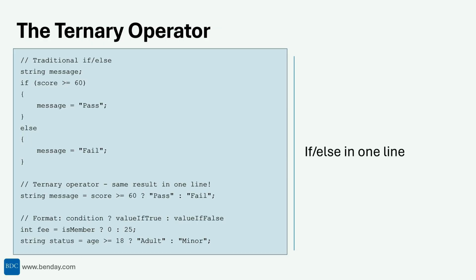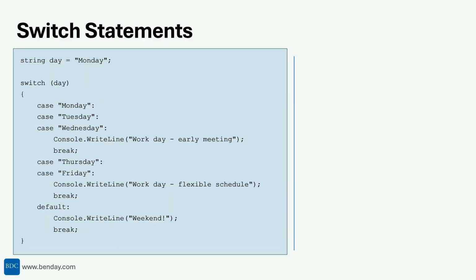The ternary operator is like a compact if-else for assigning values. Question mark means then, colon means else. Perfect for simple assignments. When you're checking one variable against multiple exact values, switch is cleaner than a bunch of if-else statements. Don't forget the break statements.